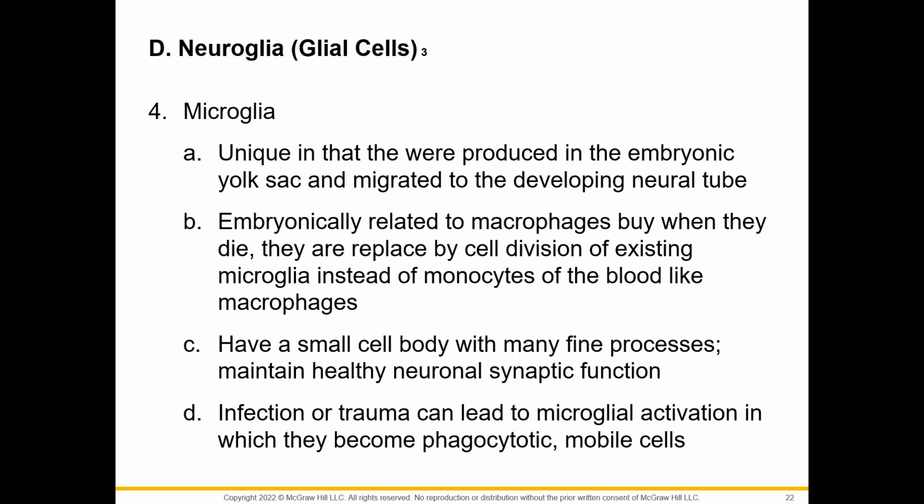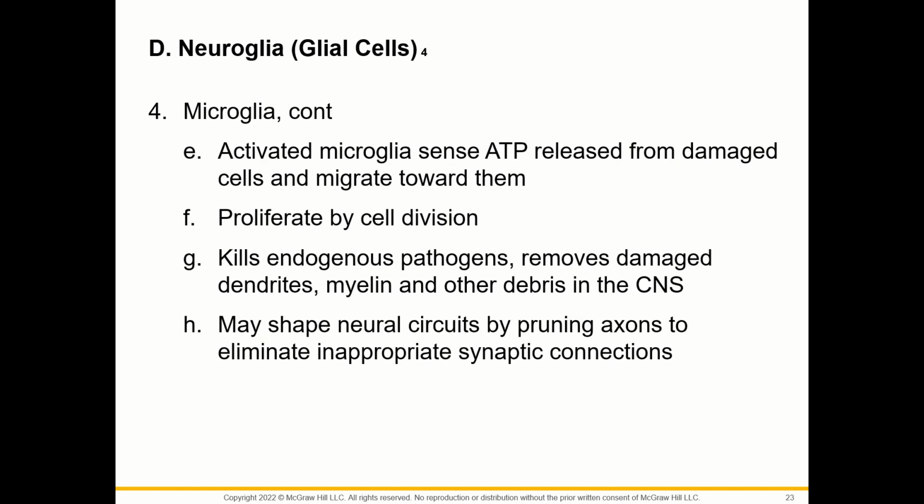So microglia are going to be embryonically related to macrophages. And so, basically they have a small cell body. It says infection or trauma can lead to microglial activation, in which they become phagocytotic mobile cells. So just a review of what I taught you. There's a lot here. Let's see what else. They can divide by cell division. They can kill endogenous pathogens, remove damaged dendrites, and they may help shape neural circuits by pruning axons to eliminate inappropriate synaptic connections, help you break your bad habits.